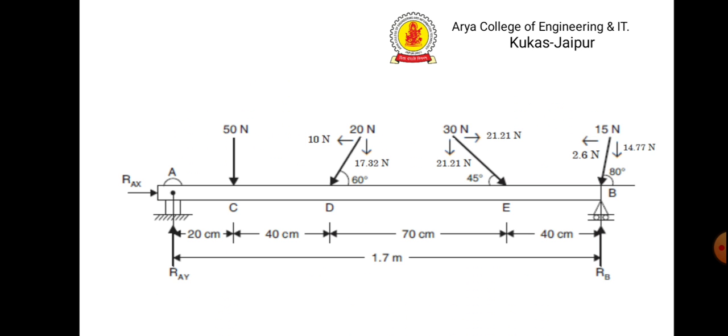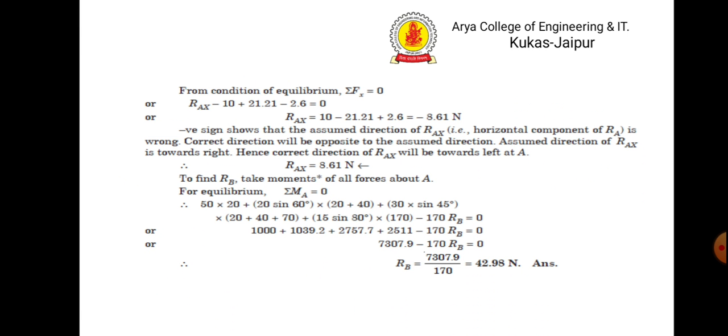The force at E is 30 Newton. For this the vertical component will be 30 sine 45, which is 21.21 Newton, and the horizontal is towards the right, 21.21 Newton. The force at B is 15 Newton, so its vertical component will be 15 sine 80, which is 14.77 Newton, and the horizontal component, which is leftward, is 15 cos 80 degrees, which is 2.6 Newton.